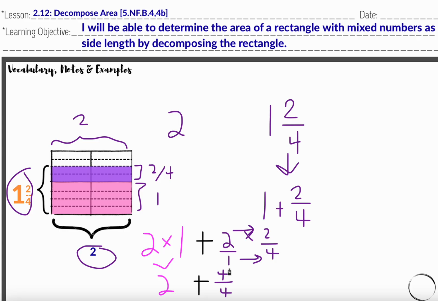Now, I know the 4 fourths is 1. So technically, this is 2 plus 1. So let me transfer that over here. So basically, 2 plus 1, and 2 plus 1 gives me 3. So this is 3 square units. That's a key, okay?